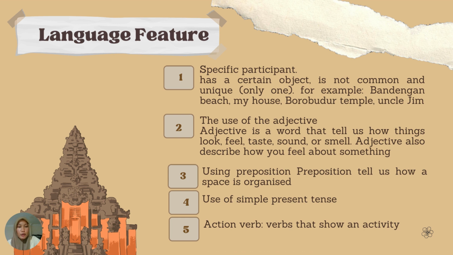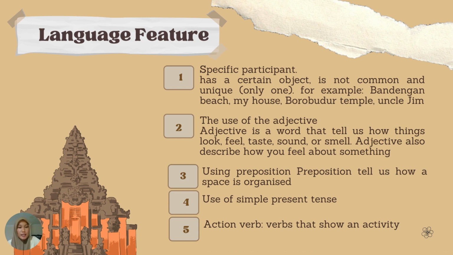And this is the language feature. There are five language features in descriptive text. The first one is using specific participants, which have a certain object that is not common and unique. It usually is only one in a text. For example, Bandengan Beach, my house, Borobudur Temple, Uncle Jim, and many more.